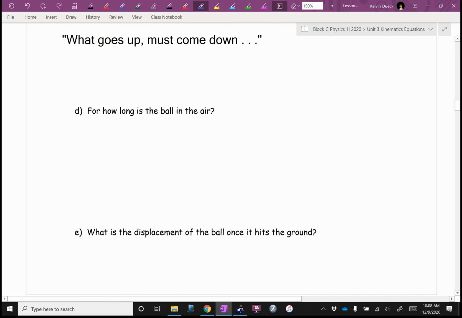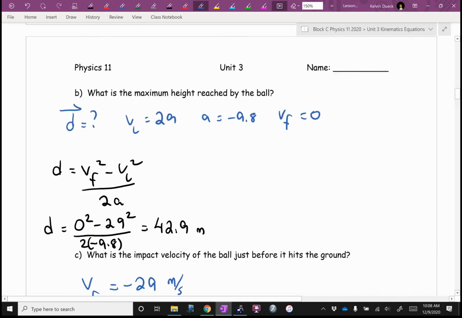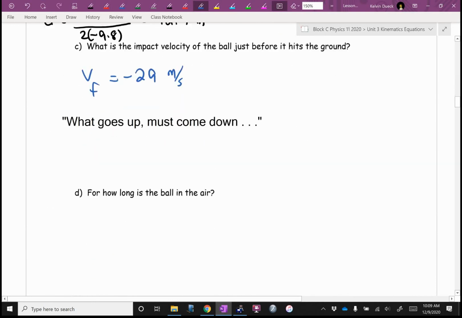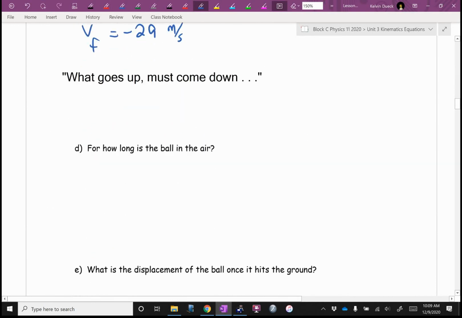D. For how long is the ball in the air? Didn't we find that in A? Or did we? What did we find in A? Sorry? I don't think we found maximum. Do we find maximum height in A? No, I think we found time. Isn't that how long it was in the air for? How can I figure out how long it was in the air for? I think you're right, but I can't hear you. Can you say it louder, Sophia?